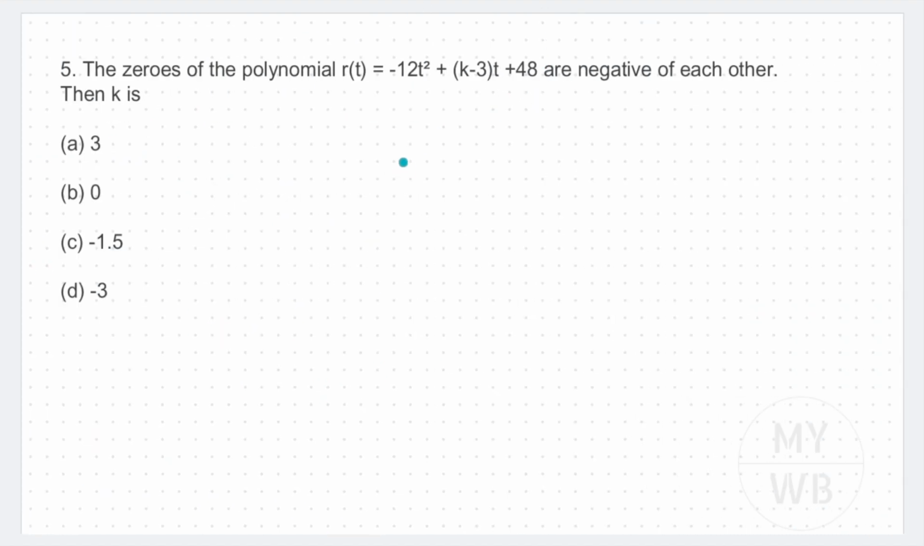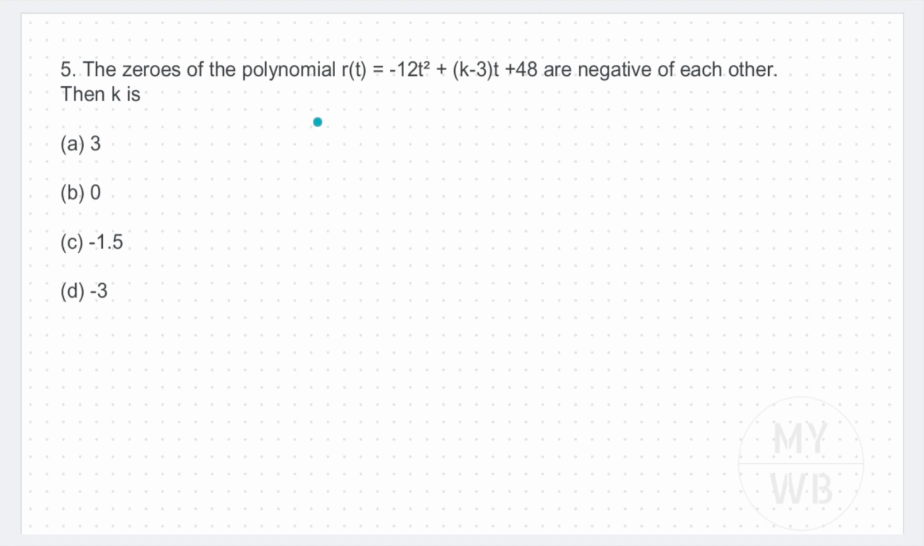The zeros of the polynomial r of t is equal to minus 12t square plus k minus 3 into t plus 48 are negative of each other, then k is. Here instead of x, the polynomial is in terms of t. So instead of p of x, we have r of t. Only the variable has changed.